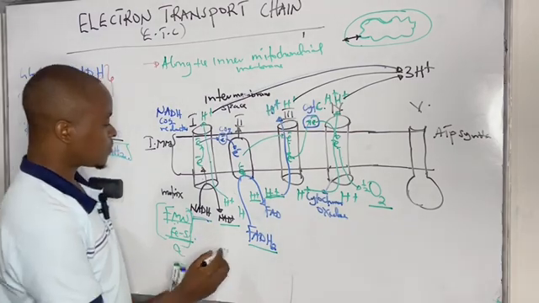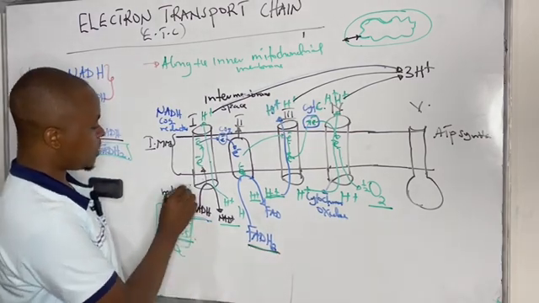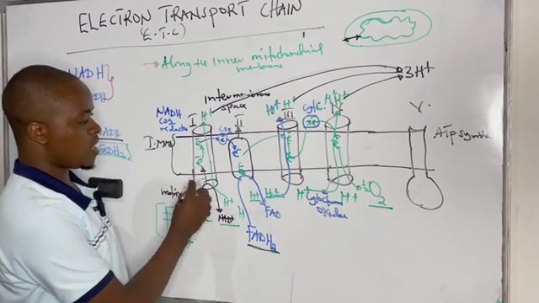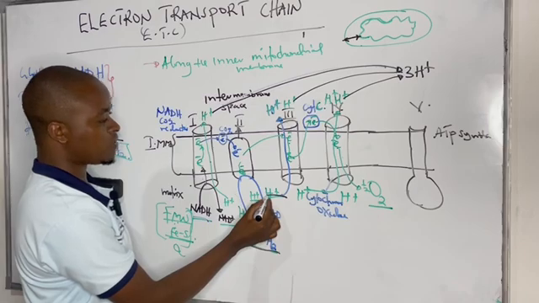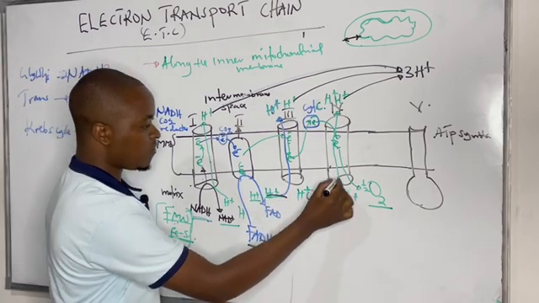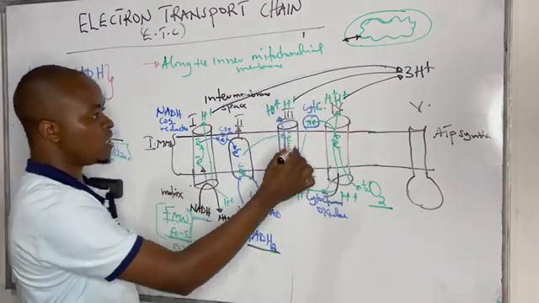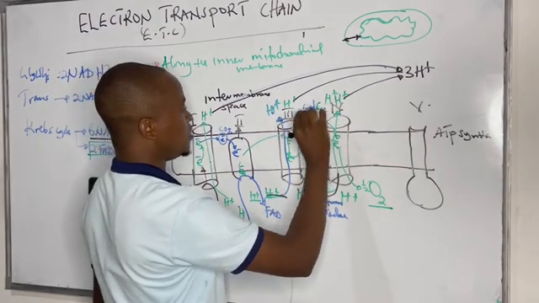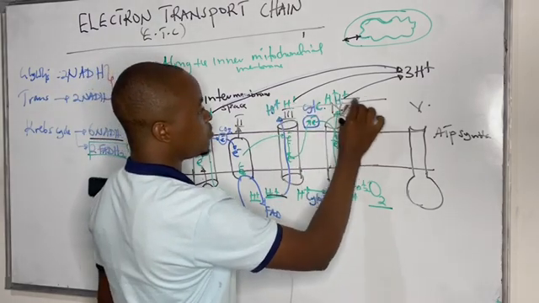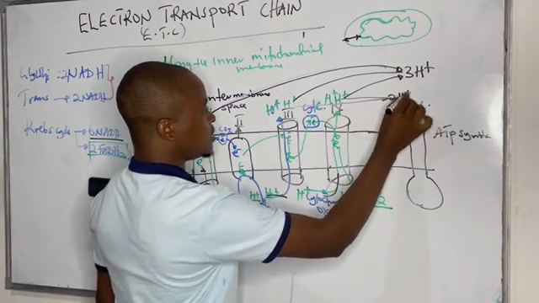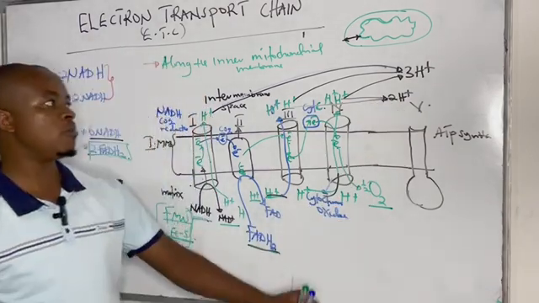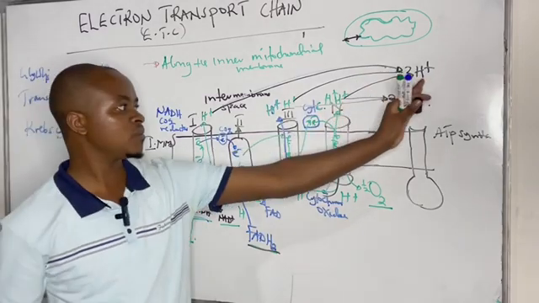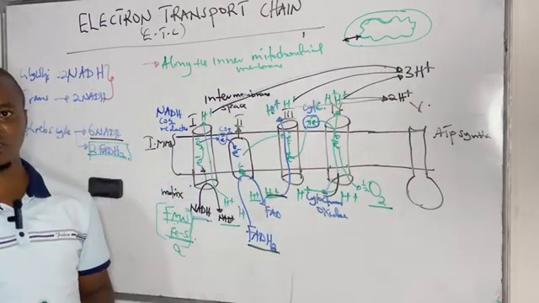Whereas for FAD, because the FADH2 bypasses complex 1, its first proton moves out via complex 3 and the second one via complex 4. So meaning for it, we see only 2 protons being moved into the intermembrane space. That's why we normally say NADH produces 3, then FADH2 produces 2.